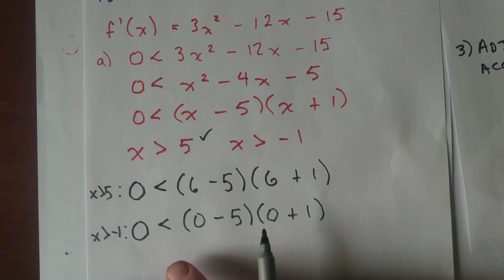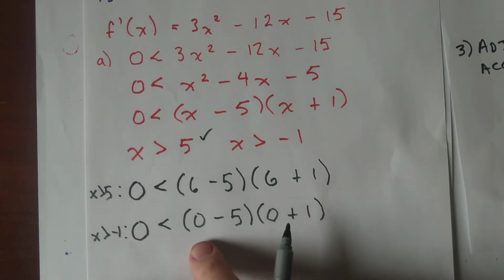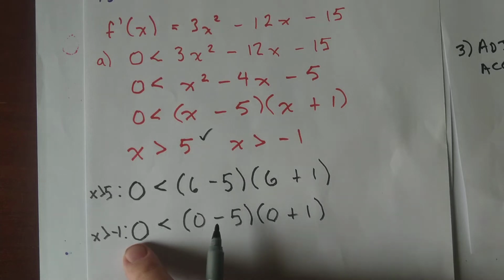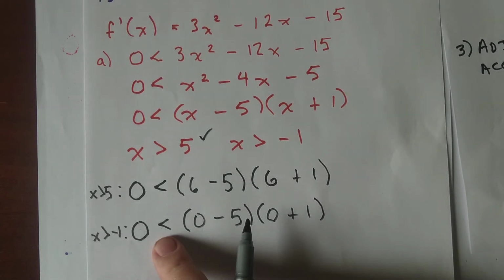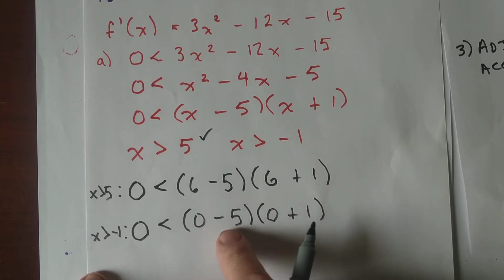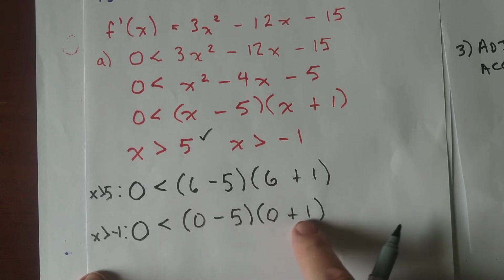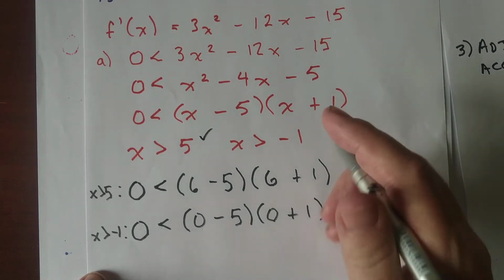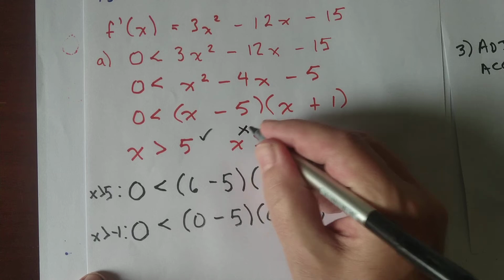Okay, let's look at this one. So we've got -1. I chose 0 because 0 is bigger than -1. So 0 minus 5 is -5, 0 plus 1 is 1. So we get a negative here. Sorry, you failed, x is greater than -1.